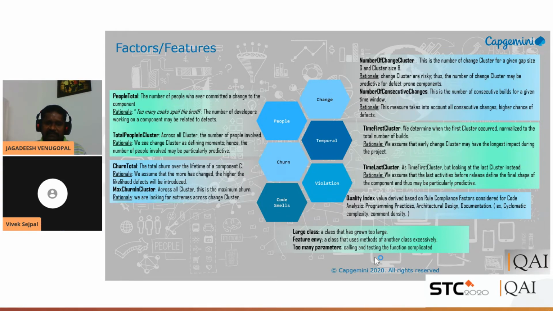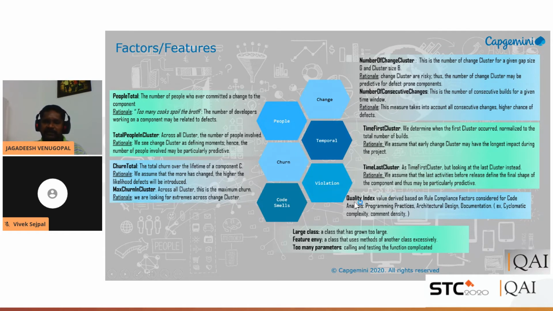Okay, while Vivek is coming back, I would like to cover the various other factors that we do consider. These factors are numerical values that we derive out of the data, the commit records and other records. Vivek did cover the temporal aspects, which is very important. Any change coming into the system very late in the cycle is a risk to the schedule as well as to the quality. So that brings in risk. We will measure that with the first change cluster, time lost cluster, and so on.